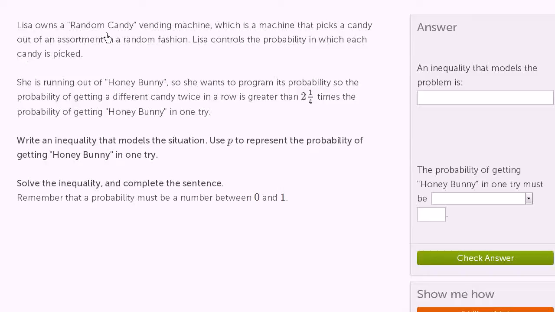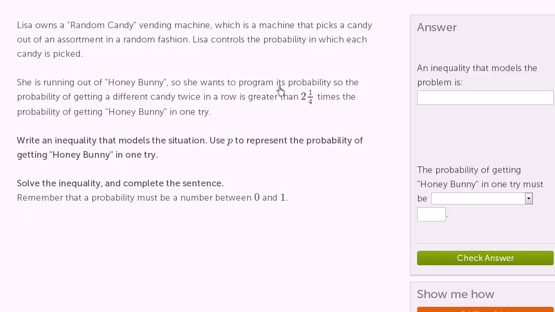Lisa owns a random candy vending machine, which is a machine that picks a candy out of an assortment in a random fashion. Lisa controls the probability in which each candy is picked. She is running out of Honey Bunny, so she wants to program its probability so that the probability of getting a different candy twice in a row is greater than 2 1/4 times the probability of getting Honey Bunny in one try. So let me read that again.